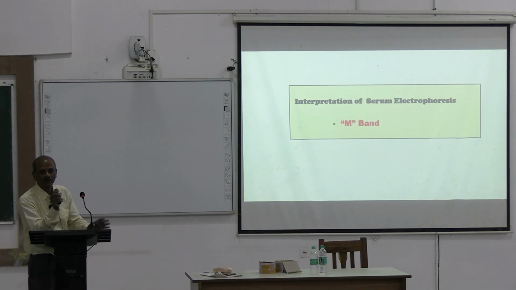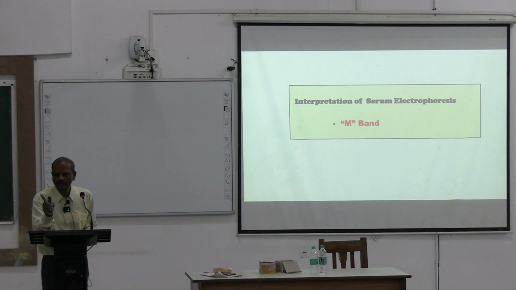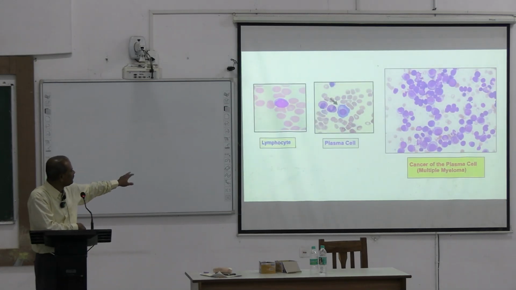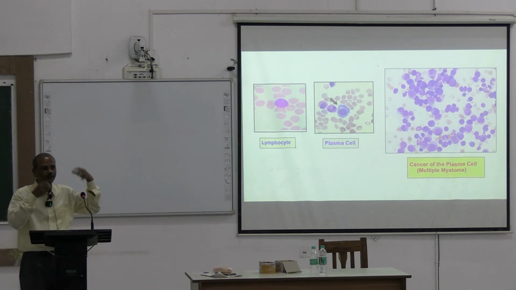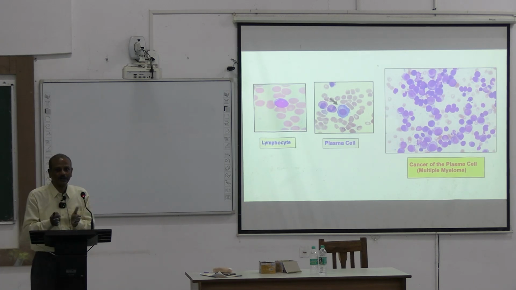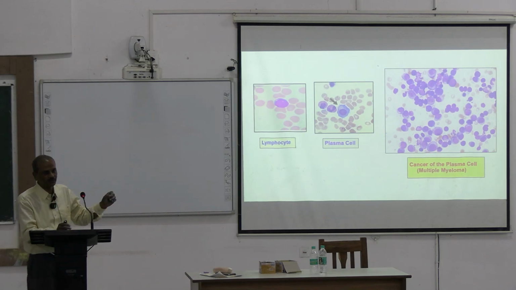So M band, during plasma protein class, I think it has been told. Are you aware of it? M band means multiple myeloma band. Lymphocytes get converted to plasma cells. When the plasma cell becomes malignant, it becomes multiple myeloma. When multiple myeloma occurs, the gamma globulin portion will be increased. So on electrophoresis, there will be a band, and this might come as a spotter also.